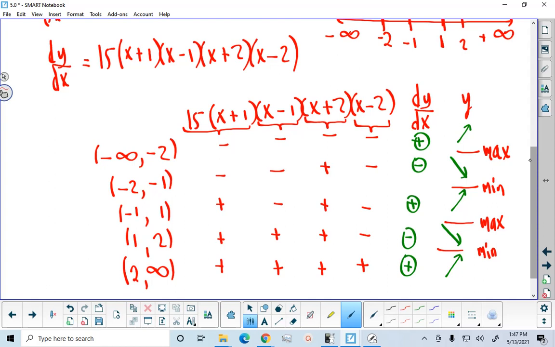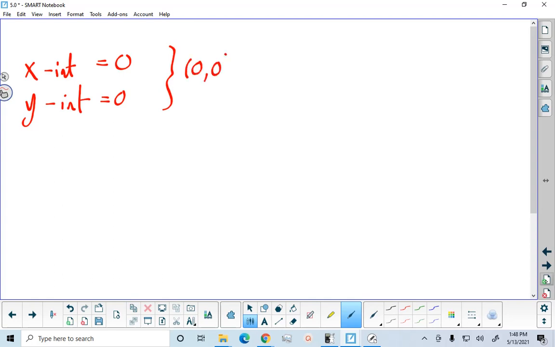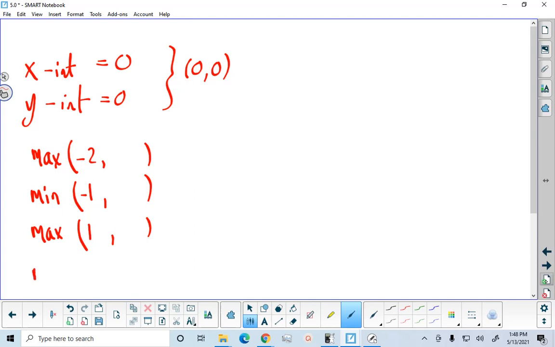Okay, so if I put everything together now in one view, what we know is that the x-intercept is equal to 0. The y-intercept is equal to 0. Collectively that means that the graph passes through 0, 0. There is a max at -2, some number. There's a min at -1, some number. There's another max at 1, some number, and there's another min at 2, some number.